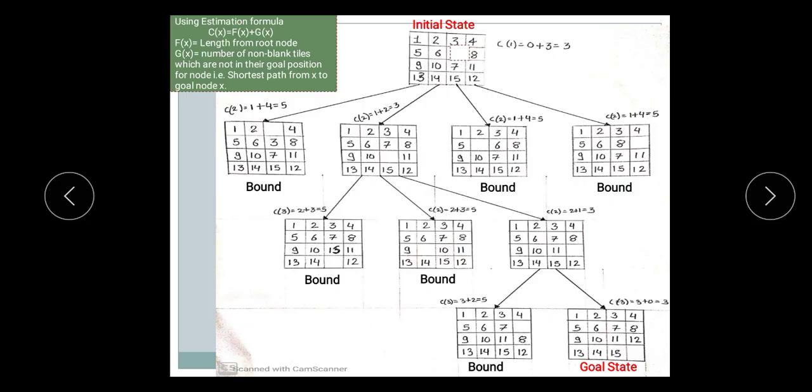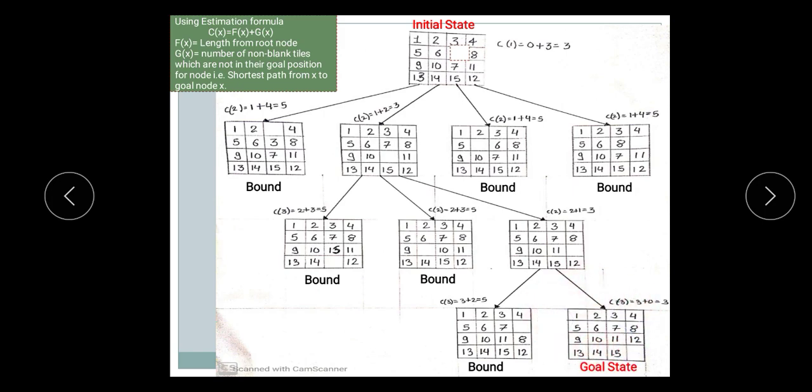Now when we move our empty slot to the upward direction, in that case we calculate the cost, that is our f of x is 3, and again we have 2 tiles which are not at their proper position. So g of x is 2 and total cost is 5. But if we move our empty slot to the downward direction, in that case our f of x is 3, but our g of x is 0, because all the tiles are now arranged in their proper position. So our cost is 3, and this is our goal state, because each and every tile from 1 to 15 is arranged at its proper position.